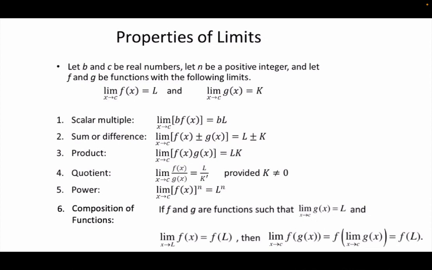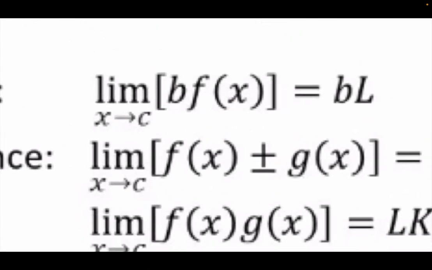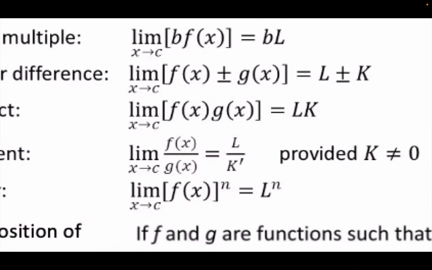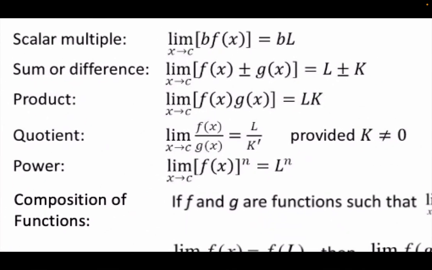One is called the scalar multiple. So if you have something in front of a function, multiplying times it, you can find the limit of the function and then multiply. Okay? That one we won't use a lot. That one's not really used that much. The ones that are used the most are sum and difference.